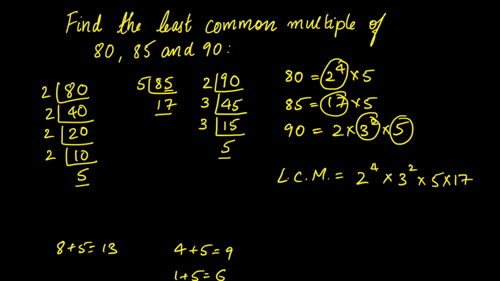Now, this intuitively makes sense since any number, for example, that can be divided by 4 can also be divided by 2. So any number that can be divided by 2 power 4, which is 16, can also be divided by 2. And the same for each of the other factors. So the LCM is equal to 12,240.